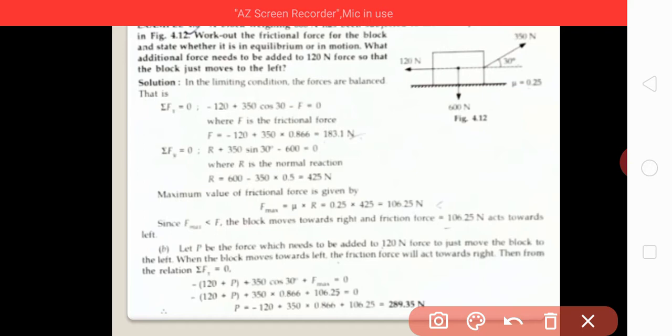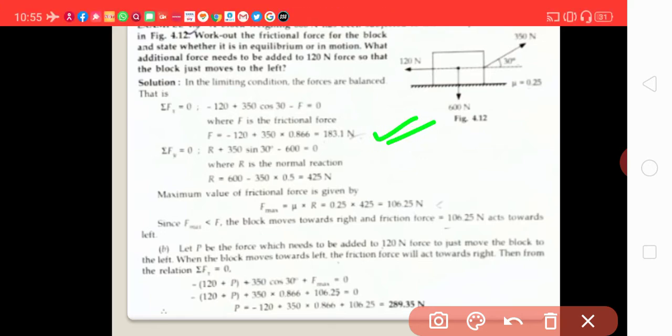Considering that this block is moving towards right. F equals minus 120 plus 350 into 0.866, which is equal to 183 Newton. So hence the block will be moving towards the right. Summation F vertical equals 0: R plus 350 cos 30 minus 600, where R is the normal reaction. So normal reaction comes out to be 425 Newton.